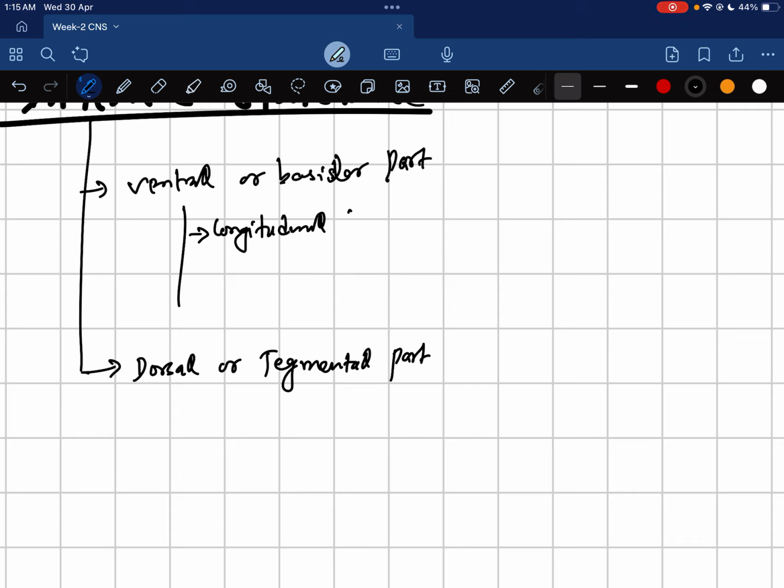longitudinal bundle fibers, transverse fibers. Then there are the pontine nuclei.